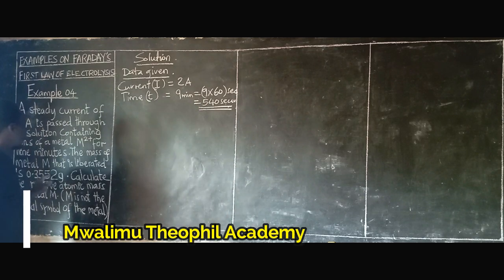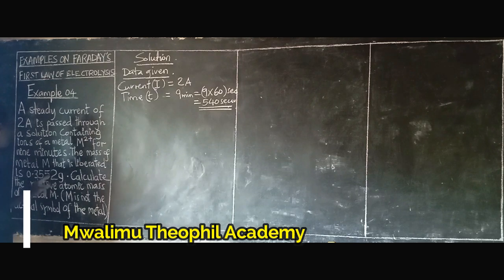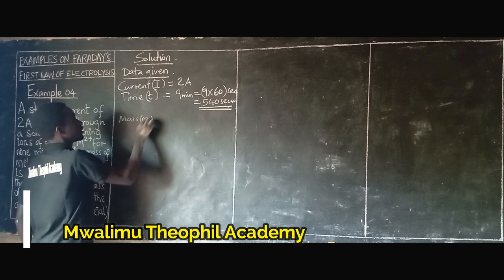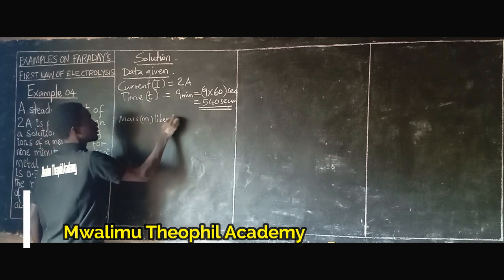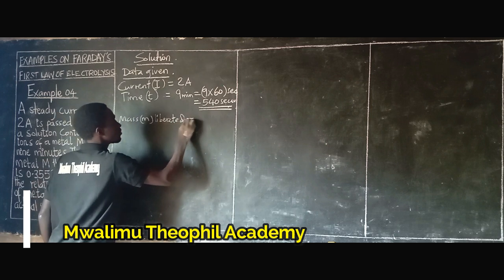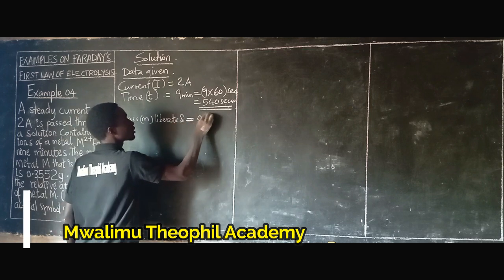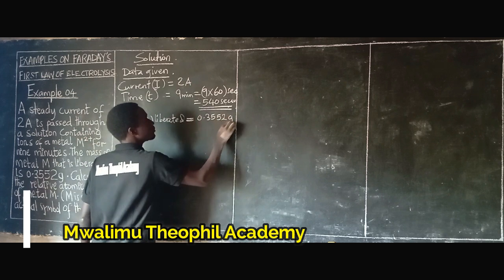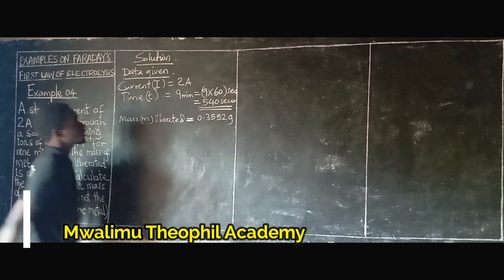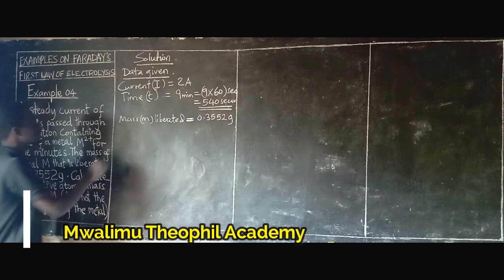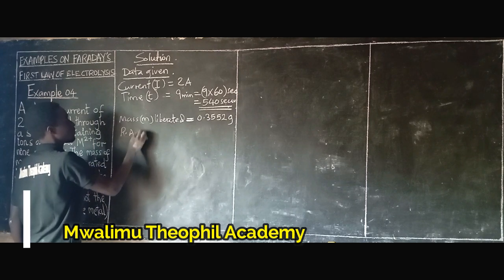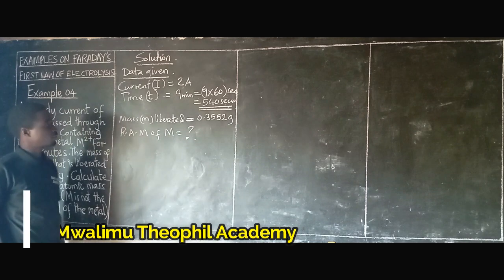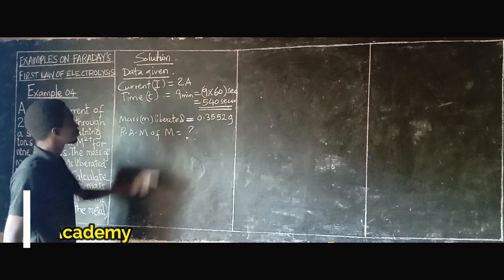Another thing we are given, the mass of metal M liberated. The mass liberated is equal to 0.3552 gram. What is asked here? We are asked to find the relative atomic mass of metal M. Relative atomic mass of M is equal to how much?